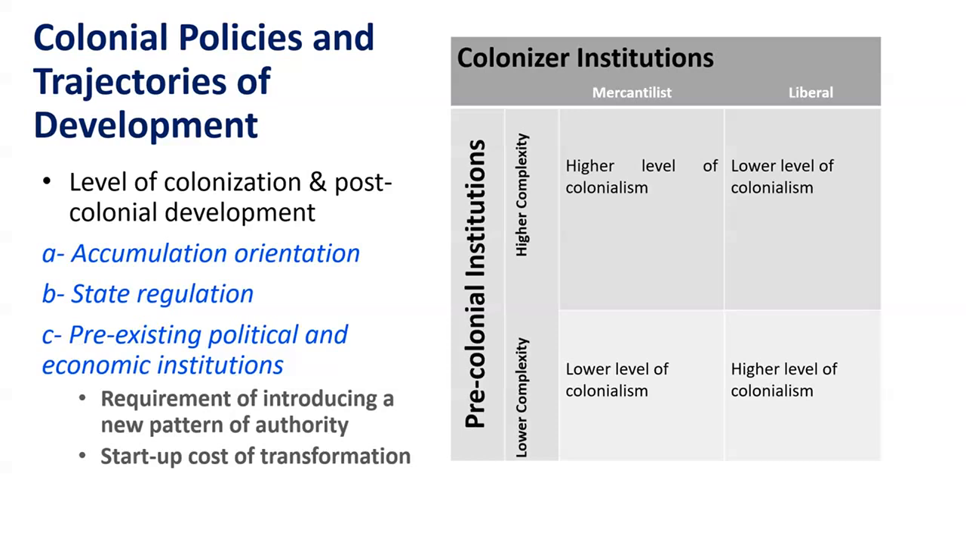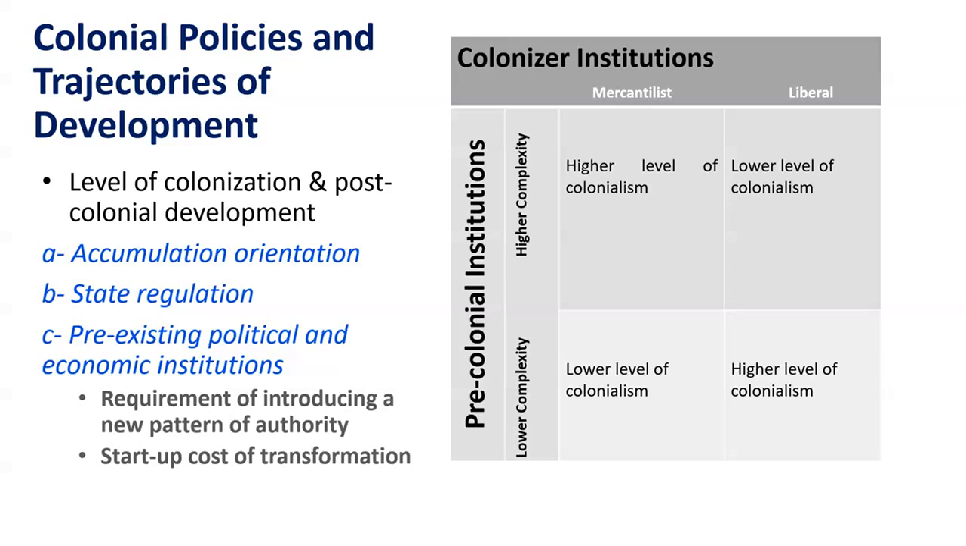And pre-existing political economy, these are the three main aspects that actually affected the level of colonialism in Latin America. So the accumulation orientation of the colonizer, like the Spanish authority, the state regulation, and pre-existing political and economic institutions in the colonized.